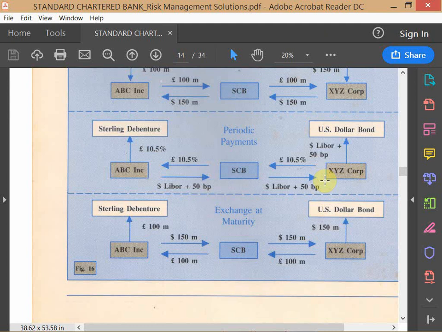So therefore, as Nagpal has pointed out, the net cost of debt for XYZ has now become fixed rate sterling at 10.5%. Now they have achieved the liability profile that they want, although they still have both the transactions on the books. They have the loan which has to be serviced, and they also have the interest rate swap on the books with Stat Chart. This is clear? Okay, so now they have achieved what they want.